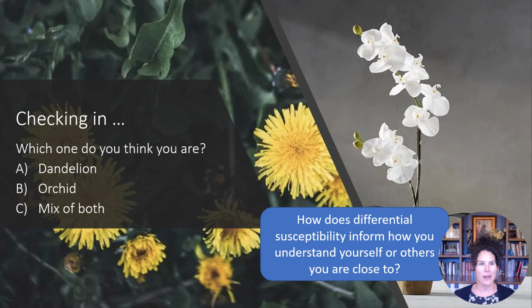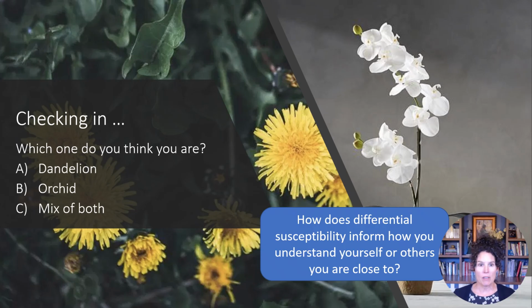I'm sure you've already been thinking about this as I've been talking. What am I, an orchid or a dandelion? And what about my siblings, if I have them, or my significant other? And so you can be thinking, like, which one are you? And the way I figure this out a little bit is thinking about how much does my well-being change depending upon what's happening in my life.